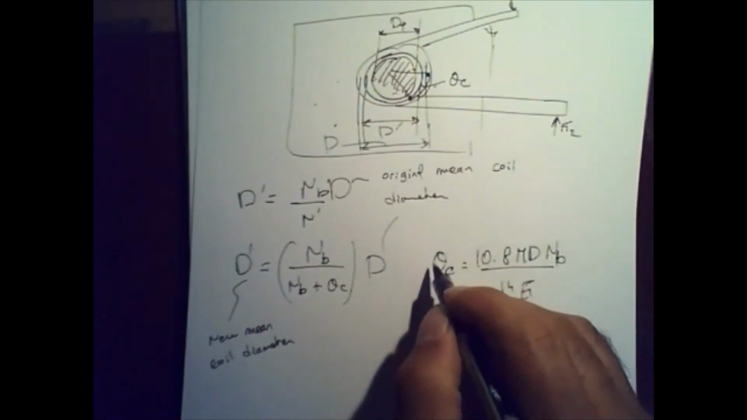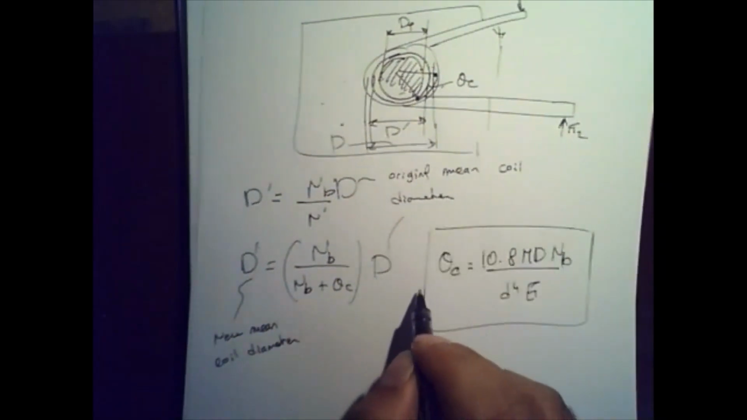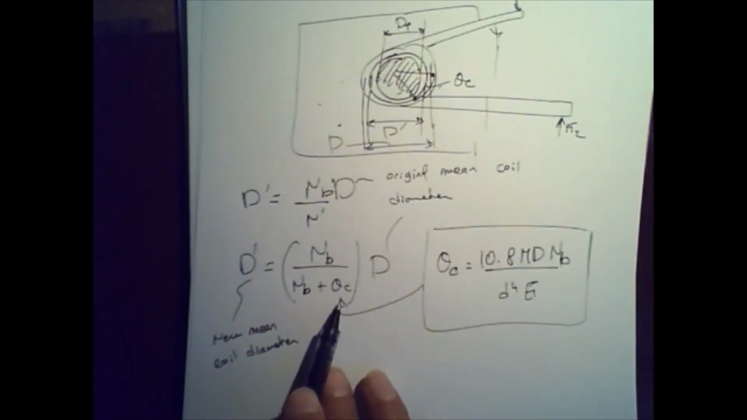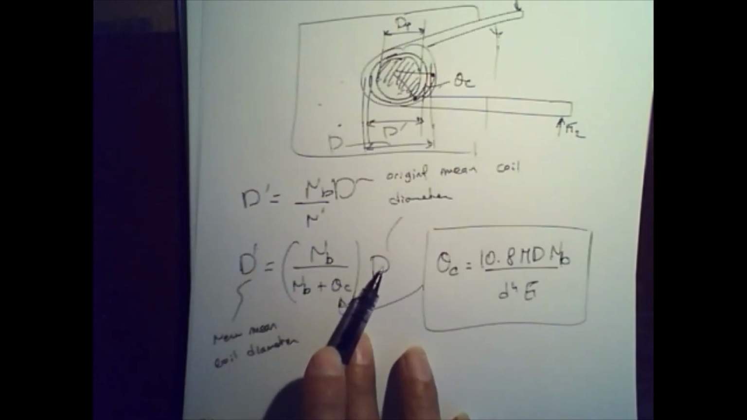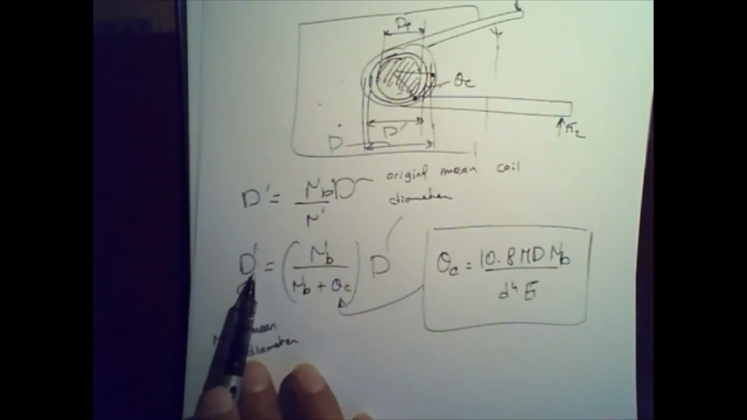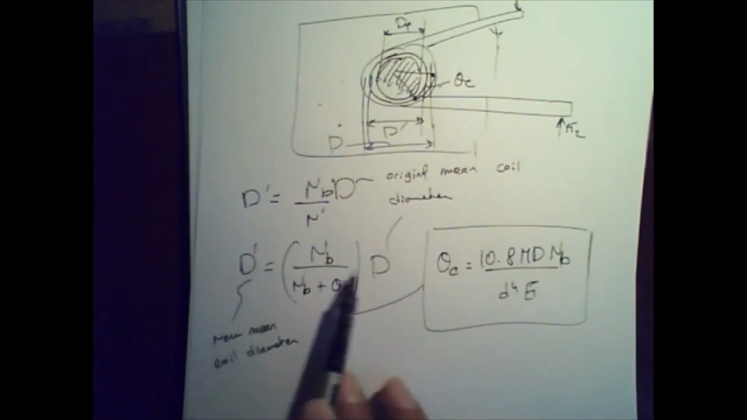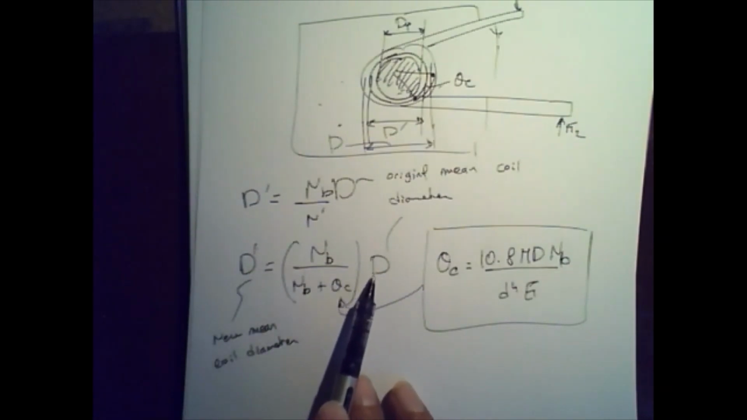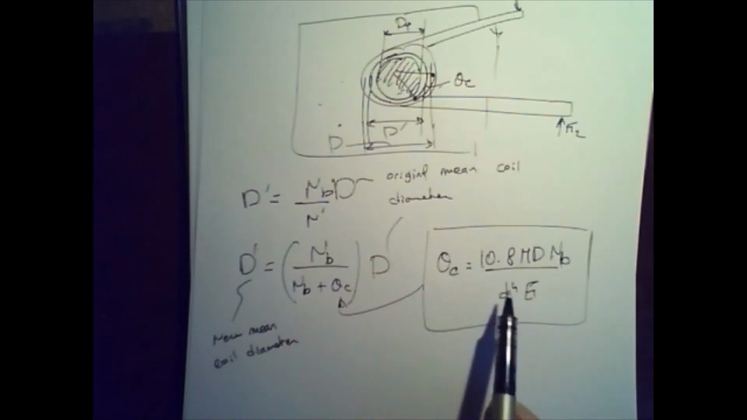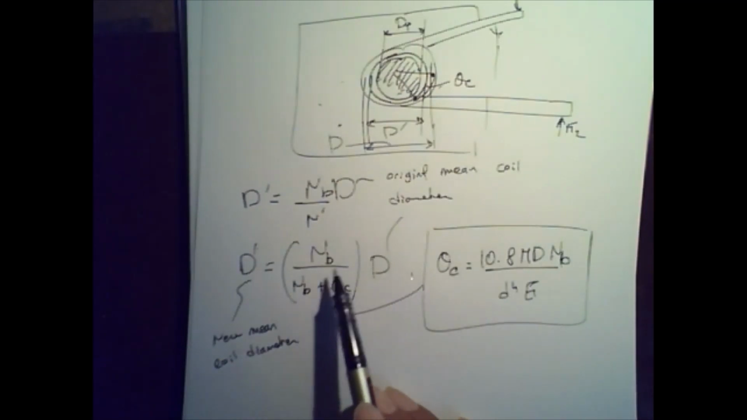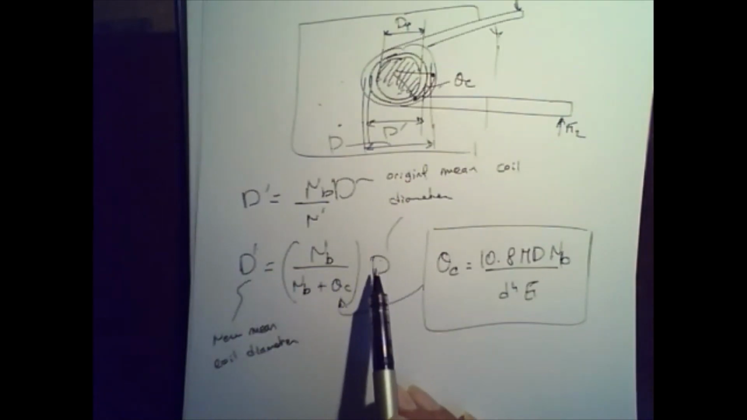Okay, so this is your theta c. So we take this guy, and now this guy is going to be here. And as you can see, if theta c is 0, then d prime is going to be equal to d. So if the coil had no deflection, then your new mean coil diameter is equal to the original mean coil diameter, right? But if theta c is larger than 0 as a result of some bending moment, then obviously d prime is going to be smaller than d.